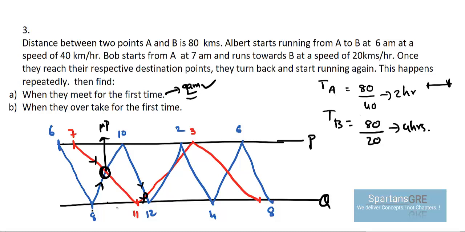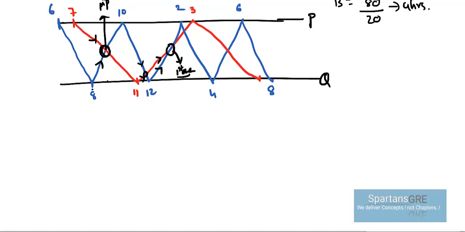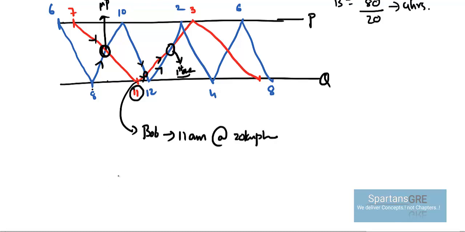We are not worried about meeting, we are worried about overtaking. Take this point. This is going up and this is going up. Both are pointing in the same direction. That means here is the first overtake, and we need to find the exact time when it is happening. Now, take this red line. This red point is Bob. So for this instance, Bob is starting at 11 a.m. and his speed is 20 kilometers per hour, right? And this red line, so we took this value. Now take the value of the blue line, this one.